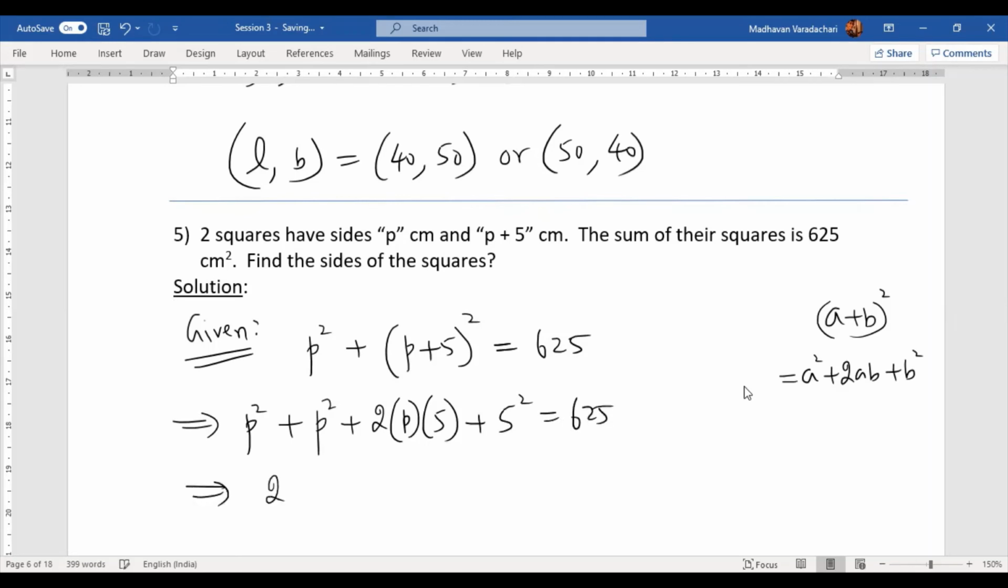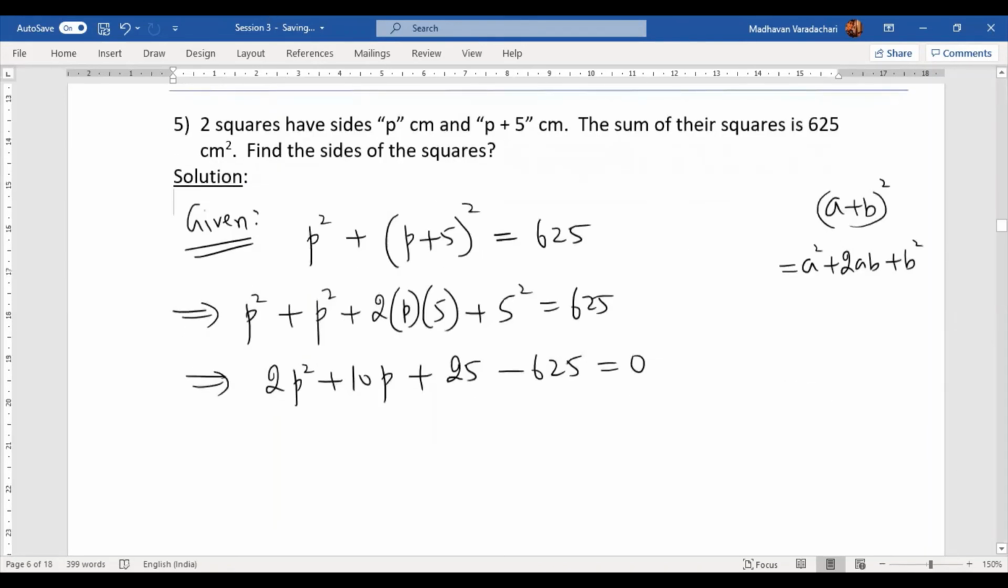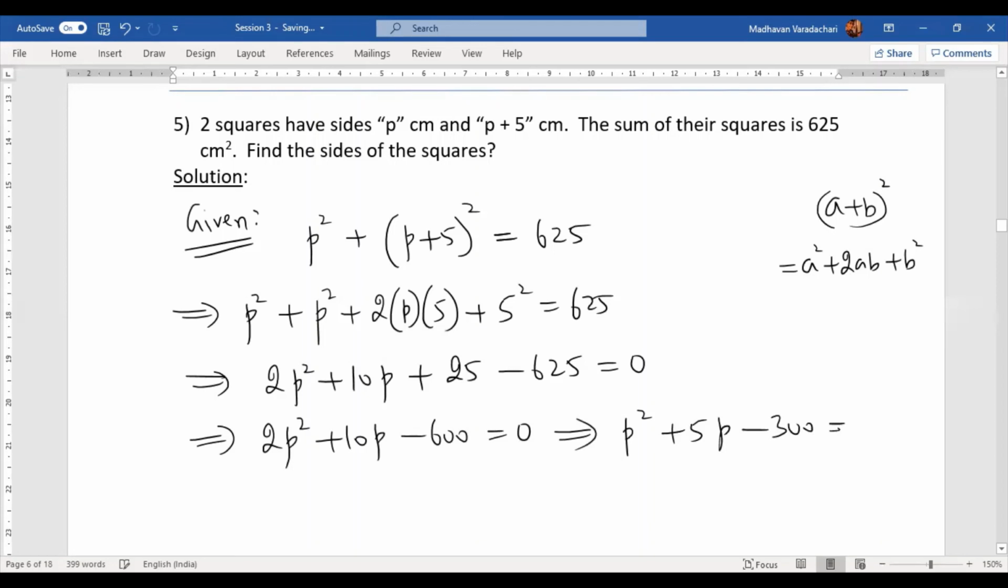This will give you 2 times p square plus 10 times p plus 25 minus 625 equal to 0. Means we will have 2 times p square plus 10 times p minus 600 equal to 0. Again, this will be simplified by dividing both sides with 2. Means you will have p square plus 5p minus 300 equal to 0.